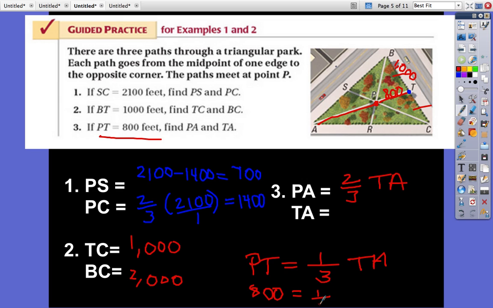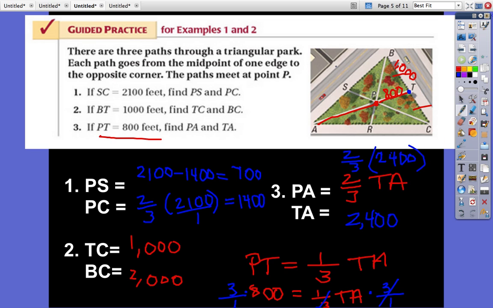So to find TA, we have to cancel the fraction, and you do that by multiplying both sides by the reciprocal. So you multiply both sides by 3/1. The fractions cancel, and you get TA is equal to 800 times 3/1, which is 2,400. So we found TA, 2,400. Now PA is 2/3 of TA, so we have to plug that 2,400 in. So 2/3 times 2,400.